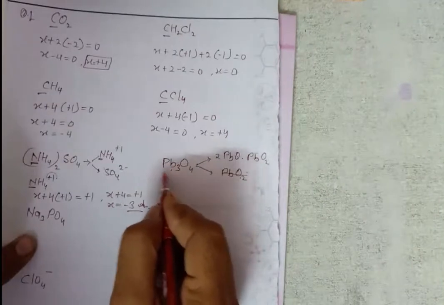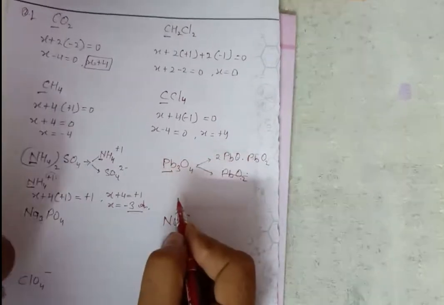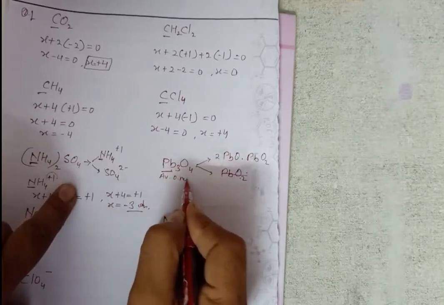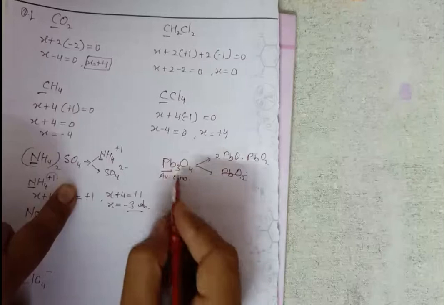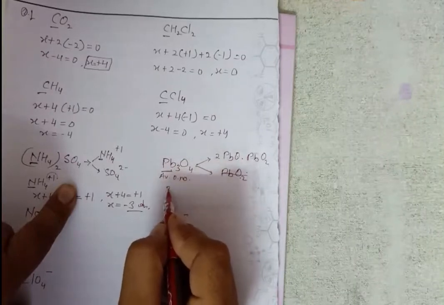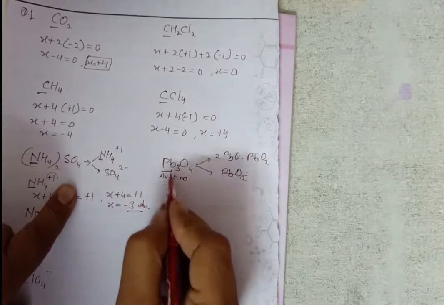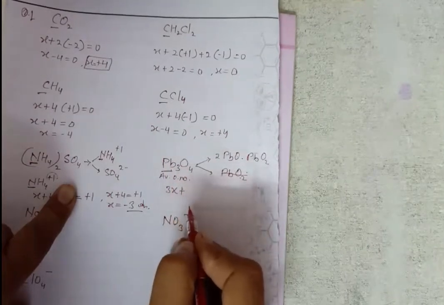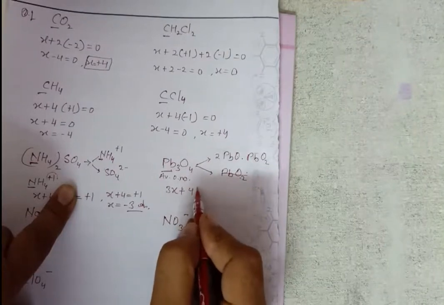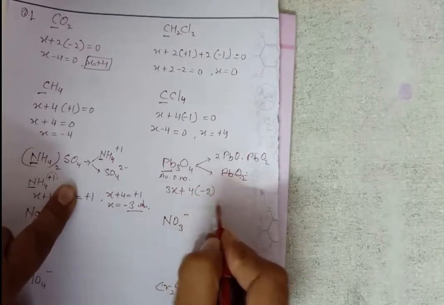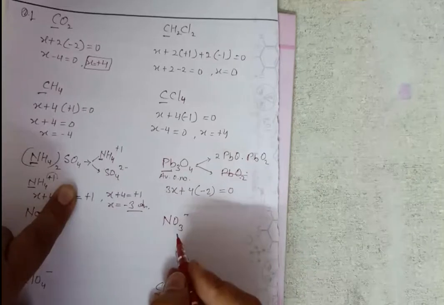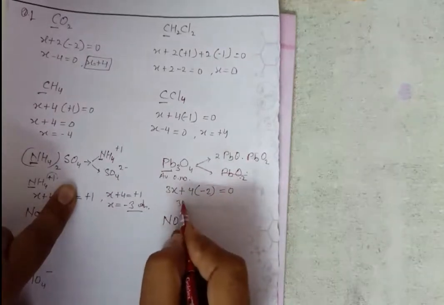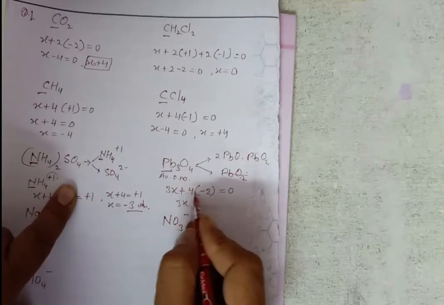If we have to find the oxidation number of Pb, this is called the average oxidation number. Average oxidation number of Pb. Then what will it be? We write the subscript first, which is 3. Then assume the oxidation number of Pb is X. Then we write a plus sign. We have to write the subscript. The oxidation number of oxygen is minus 2. This all becomes equal to 0. So 3X. This one will become minus 8.